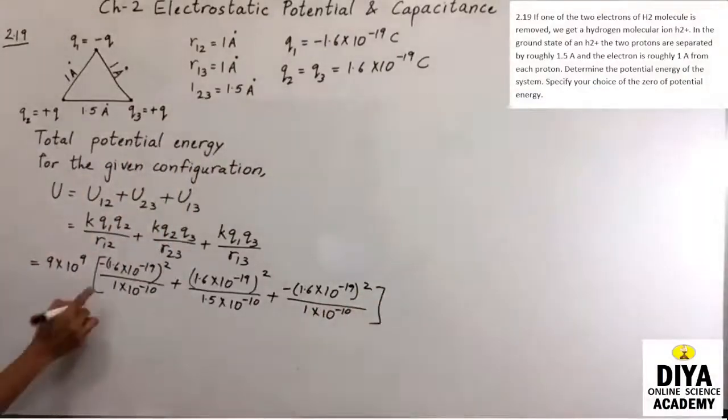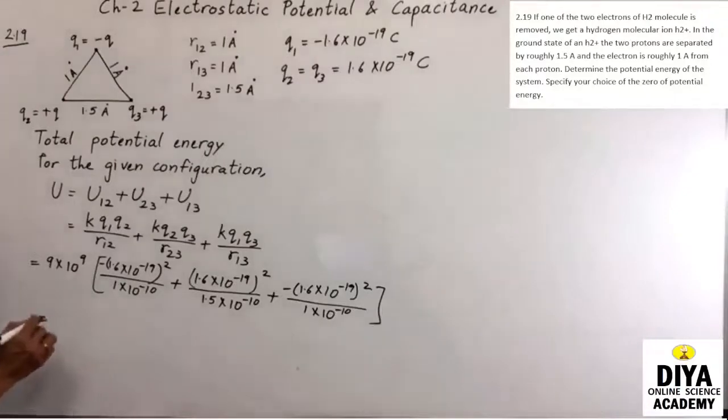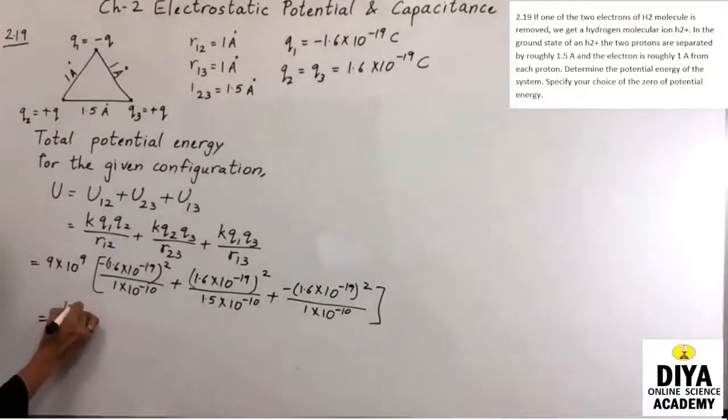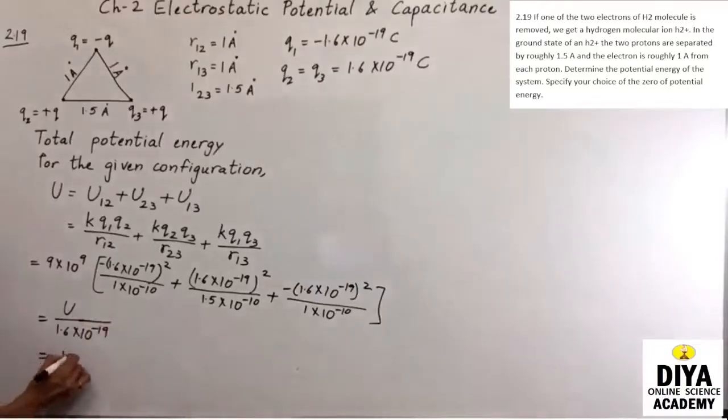Okay. So when you calculate, you will get some answer in joule. Then after, if you want to get the value in electron volt, you should divide this by 1.6 into 10 raised to minus 19. So the final answer would be 19.2 electron volt, that too in minus.